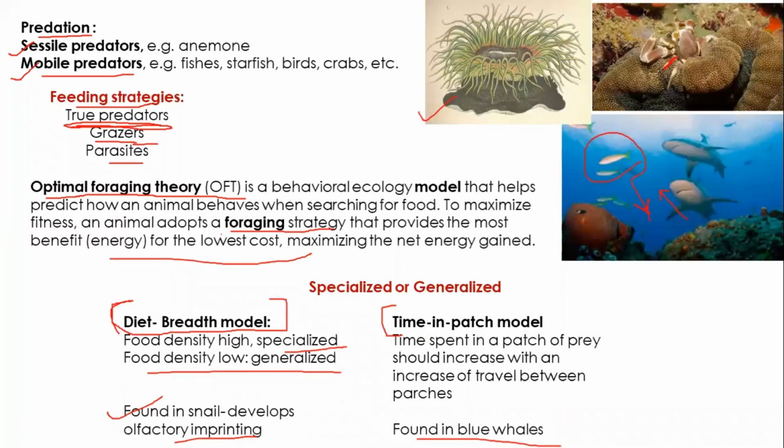In predation, we focused on understanding the feeding strategies. So we saw that there are true predators, grazers, and parasites. And also we looked at sessile predators and mobile predators. Sessile predators wait and let the prey come to them to eat. For example, you can see here the anemones eating the crabs. And then mobile predators can move, can swim, and can walk, kind of crawl in the sediments and then catch the prey.